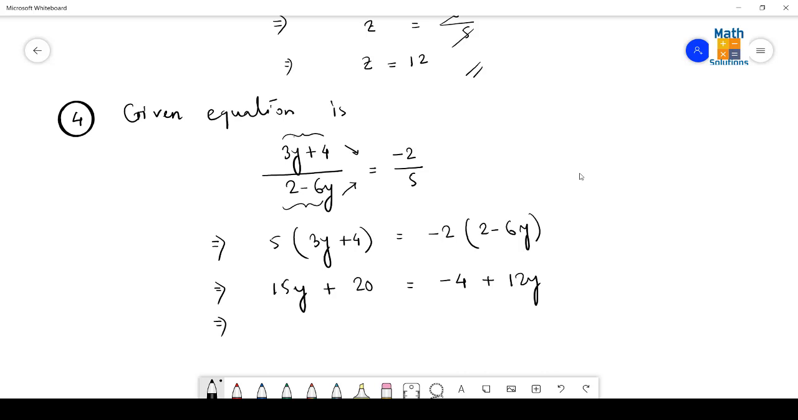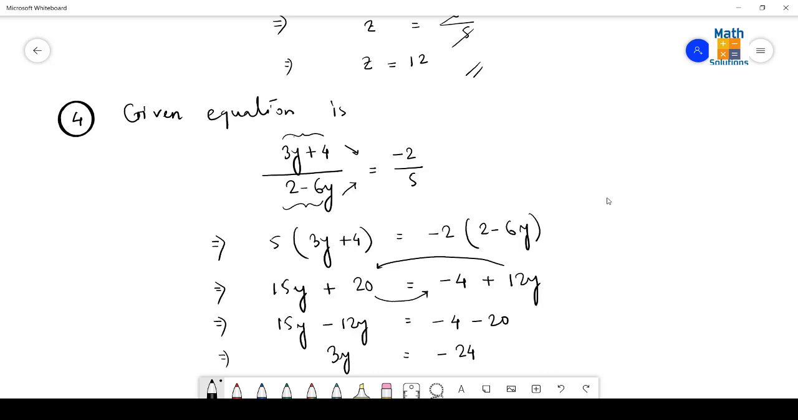So after this, the term will have to be shifted to the opposite side. So 15y minus 12y will be equal to, this term will go to the other side. How will it come? As a negative term, right? Minus 4 minus 20, and I get here 15y minus 12y, the result comes as 3y, that is equal to minus 24. Both are negative terms, but their operation will be addition and the sign will remain negative.